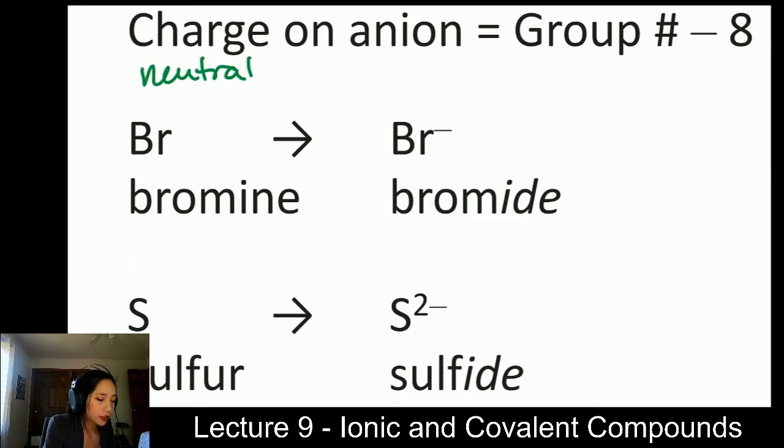So if I'm just talking about the element bromine, it's just Br, versus the ionic form of bromine. If it gains an electron, it becomes bromide. So see how I took away the ine part and replaced it with ide. We don't just tack on ide, we have to replace the ending with ide.